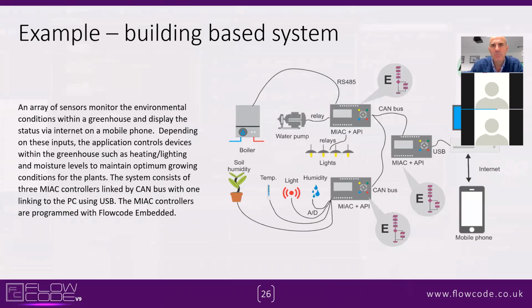Here's a building-based one, where here we've got a number of MIAC controllers, each of which has an API written in Flowcode. There's a computer with a program written in App Developer. The first MIAC is connected via USB, the subsequent ones via CAN bus, and they are controlling a building with some lights, some sensors, and some actuators of various kinds.